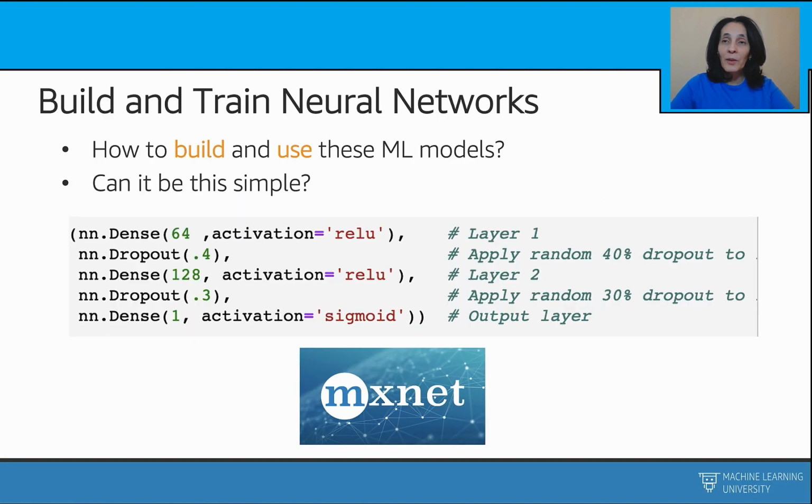So, how to build and use these powerful machine learning models? Can it be this simple? Specify how many layers you want, with how many neurons, and what activation you want to choose for those neurons. And by the way, if you'd like to do some dropout, you can also include that in your script. And yes, it could be this simple. Actually, it is this simple.